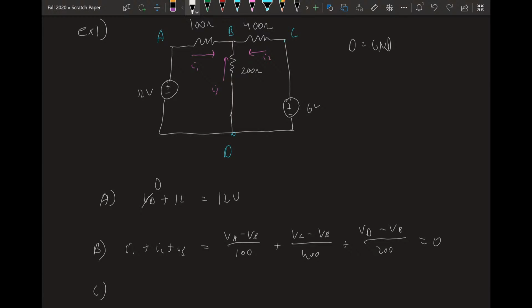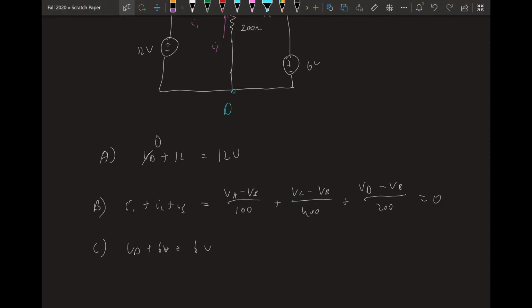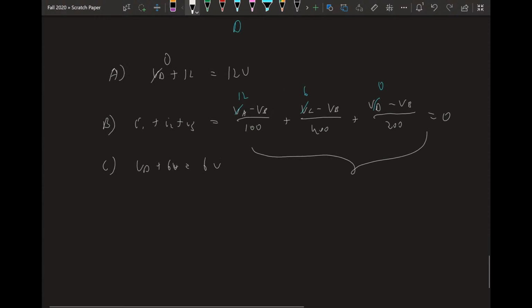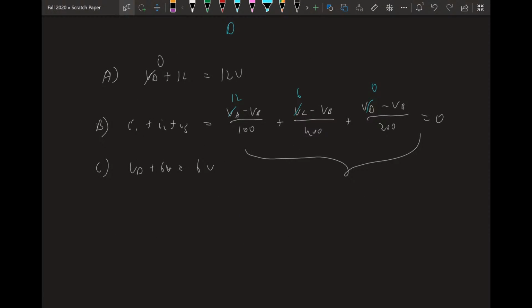Like A, C is VD plus 6 volts, which really equals 6 volts. Right? So we know A and we know C. So we can plug these into our equation. A is 12, right? C is 6. D is 0. This equation has only one variable, which is VB. So when you do the algebra, which I assume you all can do, I'm not going to do it on here, you'd eventually solve for VB equals 54 over 7 volts. Final answer. Right?